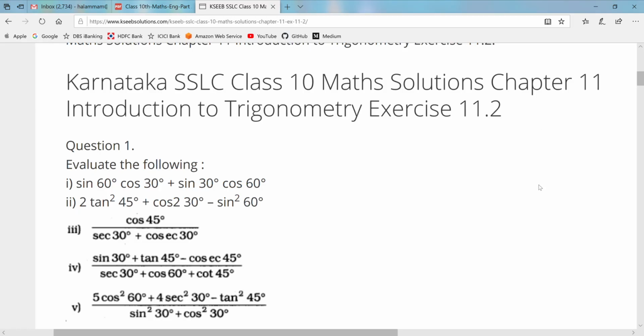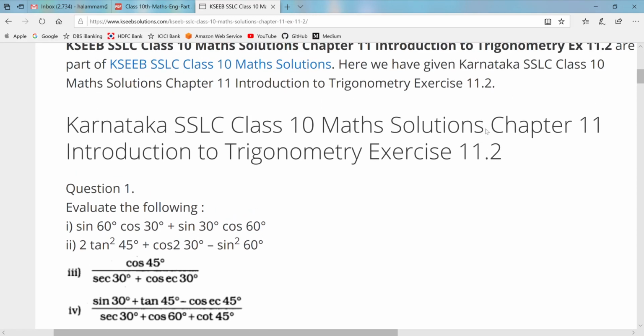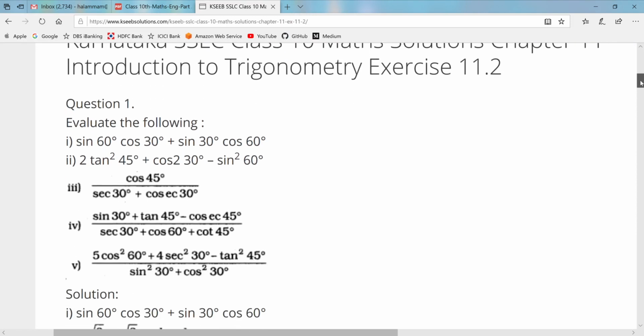Hello everyone. Today we'll go for exercise number 11.2 in trigonometry. Okay, go for the first question in the 11.2 exercise, that is, evaluate the following. So what is the first question they have given here? That is sine 60 degree into cos 30 degree plus sine 30 degree into cos 60 degree.